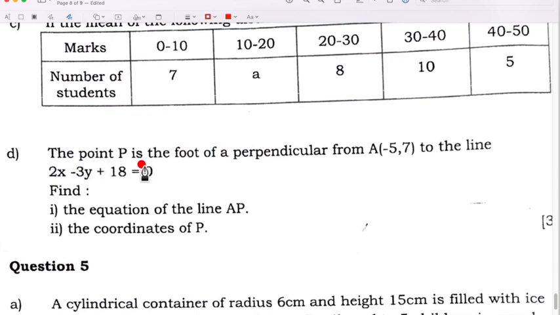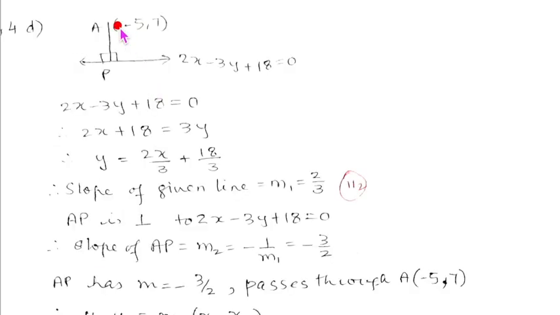Question 4d. The point P is the foot of the perpendicular from A, whose coordinates are given, to the line. Find the equation of line AP, from A up to P, which is perpendicular to this line, and the coordinates of P. Now this is a slightly longer question. The best way to do this is to draw the diagram. So I have drawn this diagram.